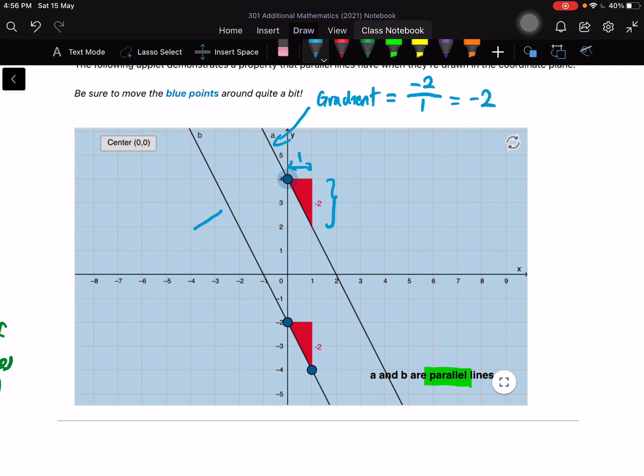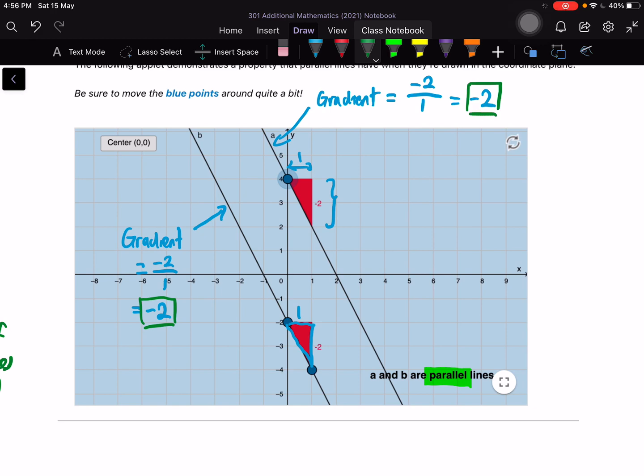Let's take a look at the other line. We'll look at this triangle over here. Once again, the rise is negative 2 and the run again is 1 unit. So we get negative 2. We do observe that once again, for these two lines that are parallel, their gradients are the same. Negative 2 here, negative 2 here.